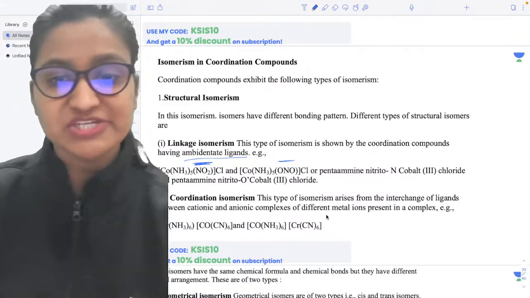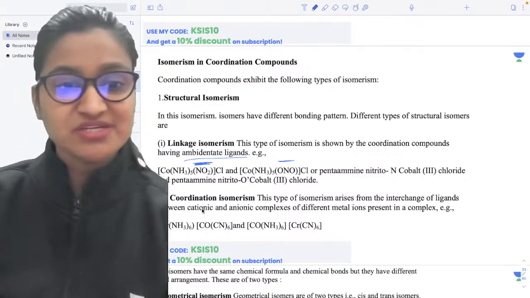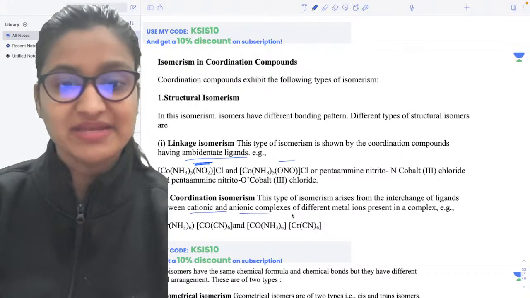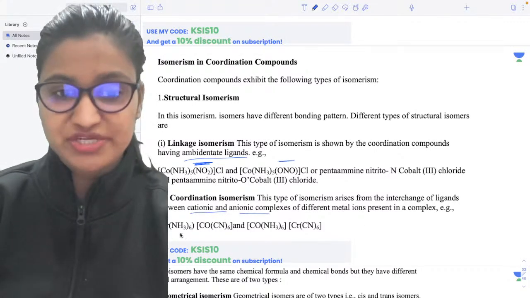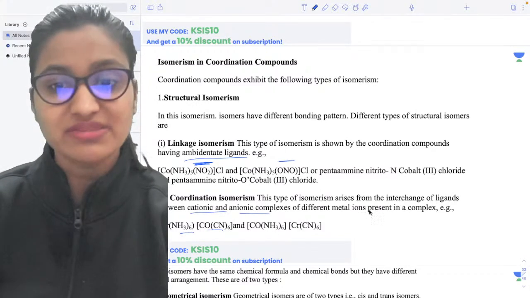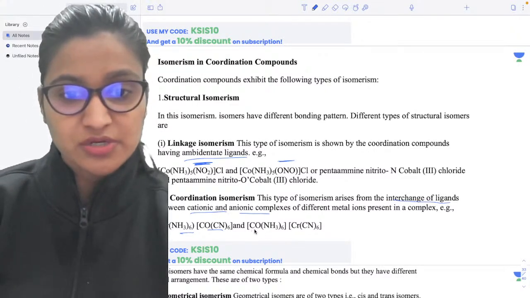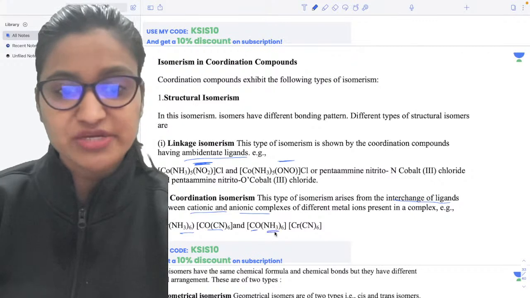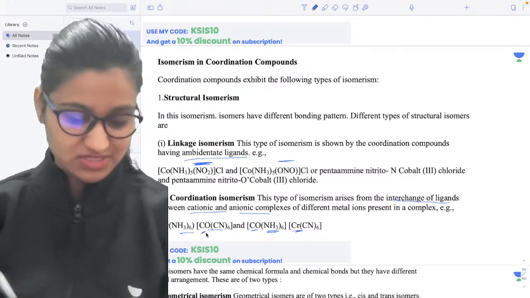Then we have coordination isomerism. It arises from the interchange of ligands between cationic and anionic complexes. You can see here Cr(NH3)6 Co(CN)6. और देखो यहाँ पे आप देखोगे there is an interchange of ligands, right? यहाँ पे Co के साथ NH3 whole 6 है, यहाँ पे CN6 जो है वो क्रोमियम के साथ है, यहाँ पे Co के साथ था, ठीक है?